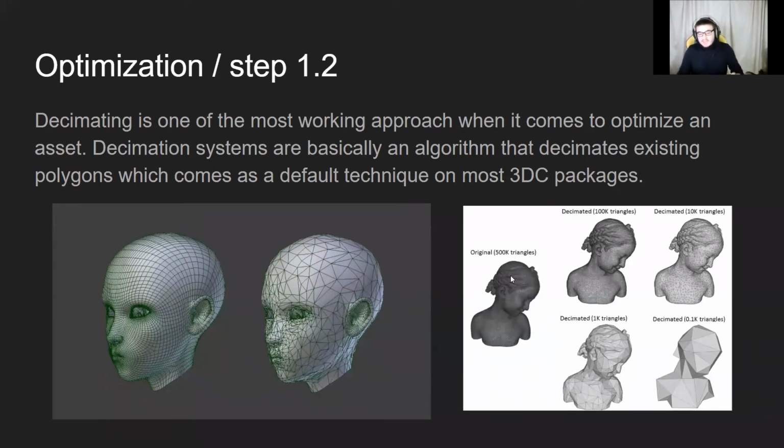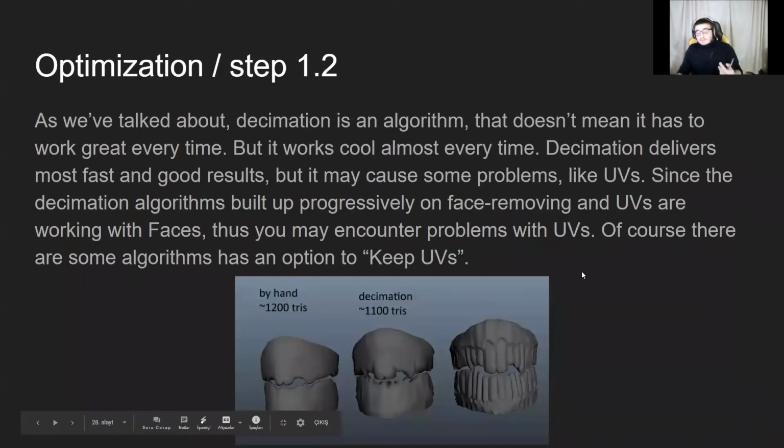So let's imagine you have this sculpture in here, which is 500,000 polygons, and we have decimated versions of it. 100K triangles looks good. 10K looks good too. Even 1K looks good. Imagine you are going to texture it, but 100 polygons is not good, basically. Decimation is an algorithm, which means it doesn't have to work well every time.